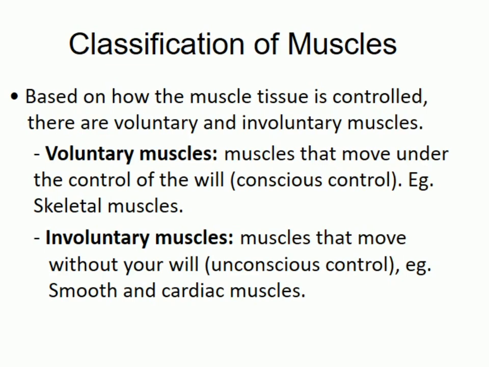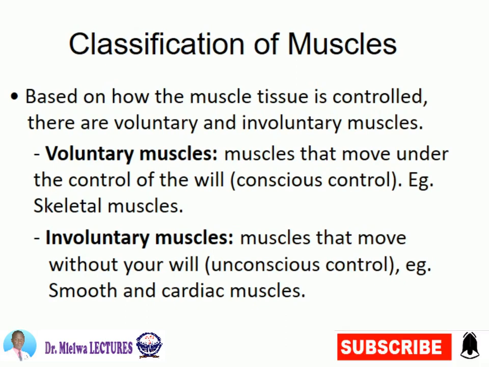When we say biceps brachii is innervated by a certain nerve, it means that when we name that nerve, that is what you call innervation of biceps brachii. So, according to the innervation of the muscle, they can be classified as voluntary or involuntary. Voluntary muscles are muscles which move under the control of will or conscious control, such as skeletal muscles. Voluntary muscles are supplied by the somatic nervous system. That means they move under the consciousness of the one who is moving. But involuntary muscles are smooth and cardiac muscles, and they move without your will, that is unconscious control. That means they are controlled by the autonomic nervous system.